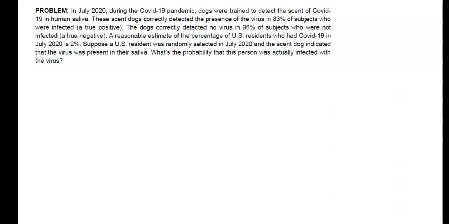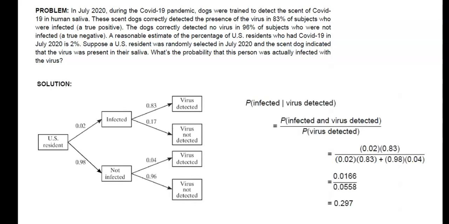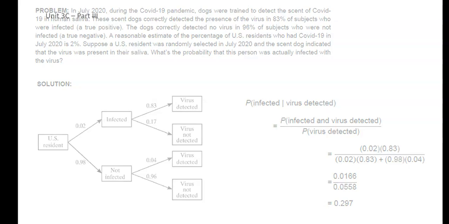And finally, this one, again, drawing the tree diagram is the toughest part, but then you've got to use it and figure out what they're asking for, and answer the question. So for virus detected, you're adding up the top branch and the third branch, that's the denominator. And then actually infected and the virus detected would be just the top branch. That's the numerator there. Okay, that's your lesson for today.